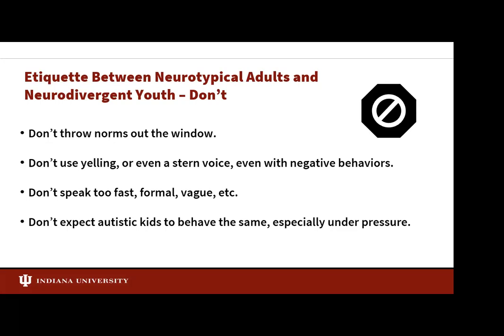Don't speak too fast, formal, or vague. We can think very literally on the spectrum or neurodivergent folks in general. Don't expect folks who are autistic or neurodivergent to behave the same, especially under pressure, and don't expect them to conform necessarily, because everyone's at different speeds in terms of their development. Next slide.